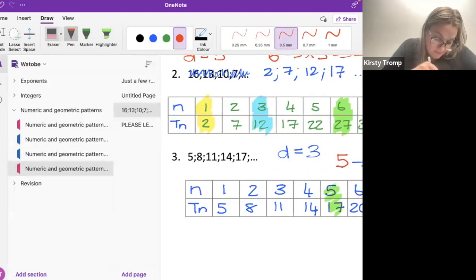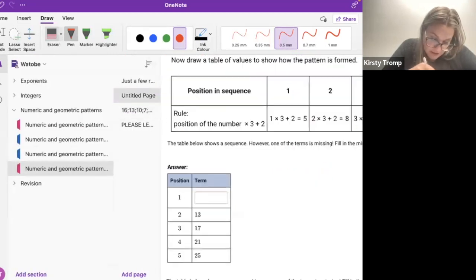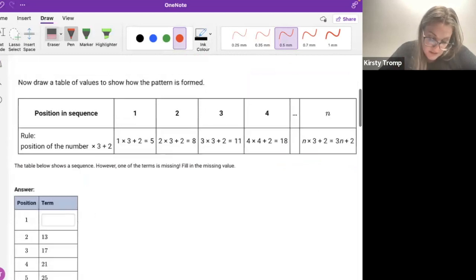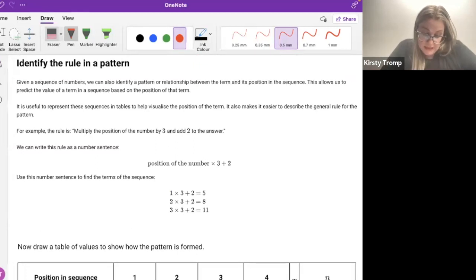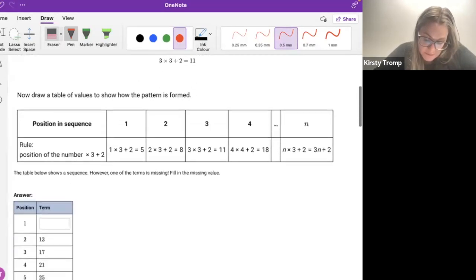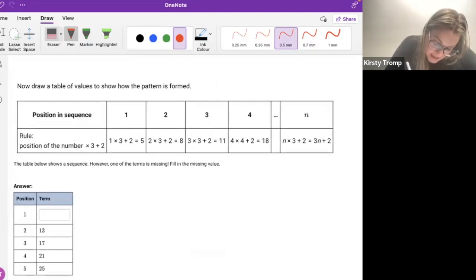So, today, I've got a little bit of a summary for you first. On a different way that you could do this, it says, given a sequence of numbers, we can also identify a pattern or relationship between the term and its position in the sequence. This allows us to predict the value of a term in a sequence based on the position of that term. So it's useful to represent this in tables. So exactly the same as what we just did, but instead they are putting it in a table format. So we're not going to go through that because we've just done that.